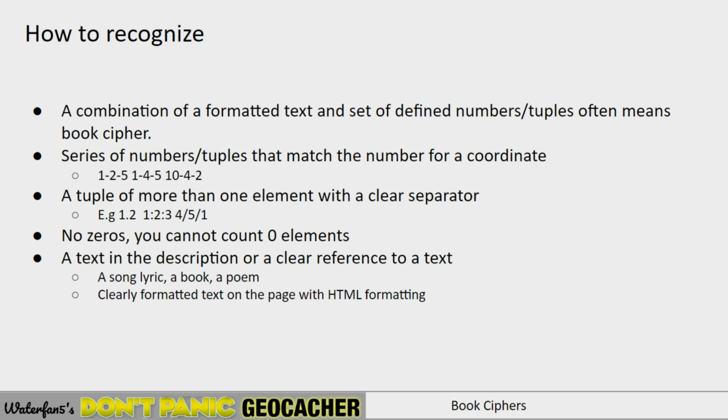So you need a number and a text, but what text it is, they need to tell you somehow. So somewhere on the page, either it has the text, a lot of puzzles will simply just give you the poem, the book, or a lyric, or they have strong references to it, right?